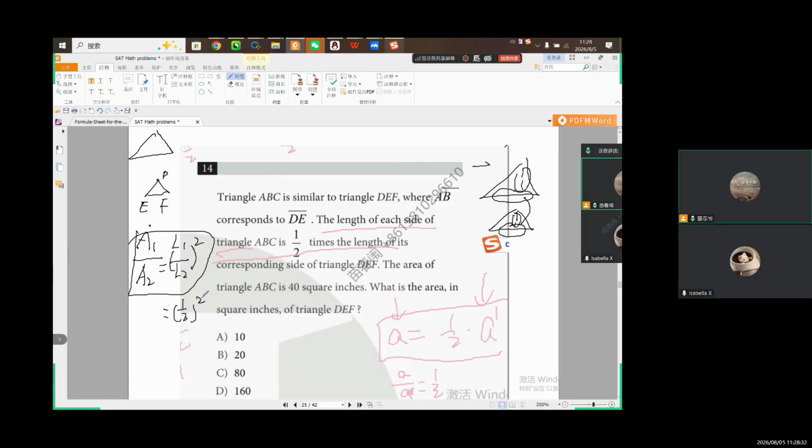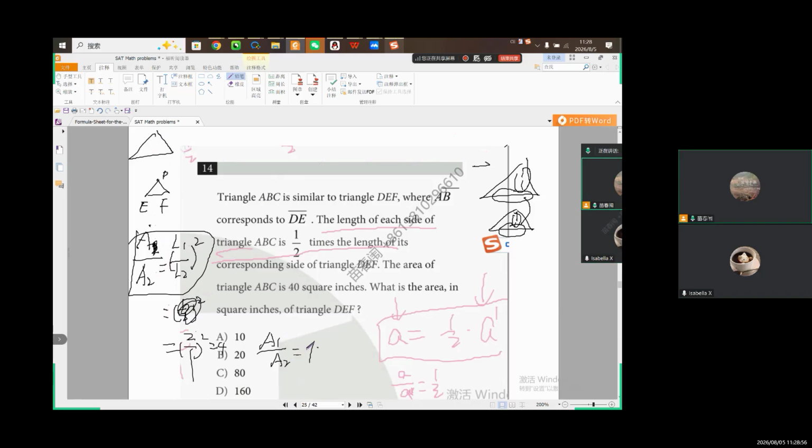Wait, let me make sure it's right. The first one is 2, the second one is 1, the first one is greater. So it's 2 over 1, and then square that. 2 squared is 4. So A1 over A2 is 4.